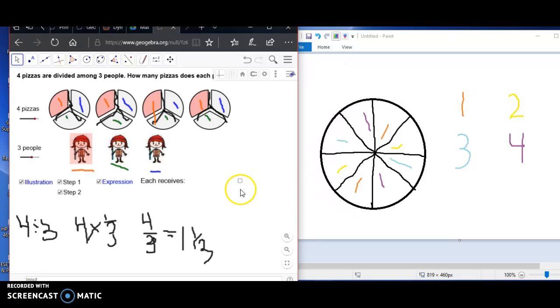You hit expression: each receives 4 divided by 3, what we did over there, 4 times 1/3, what we just did over there, 4/3, and each person again will receive 1 and 1/3. Now that's how you do the partitive view.